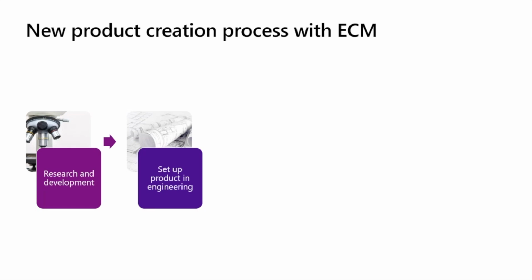Once we know how we're going to make the product, we can complete our initial setup of the product in our engineering company. We define information such as who owns the product, how we're going to classify it in the system. We can use approvals to make sure that our information is complete and correct.